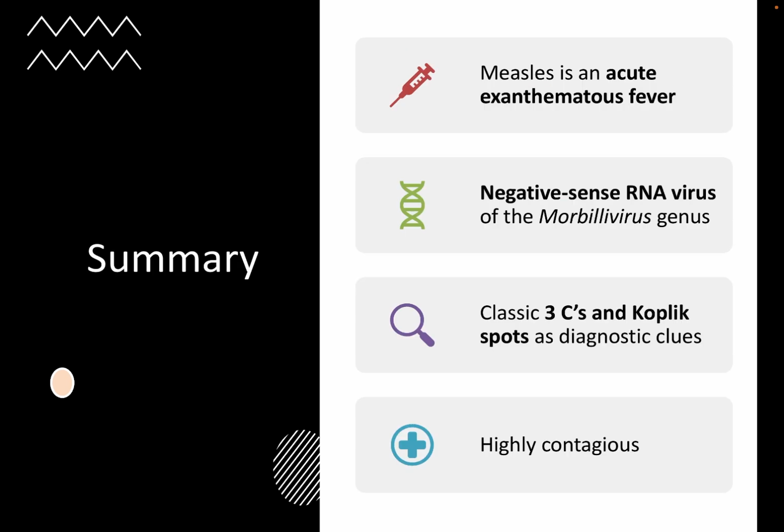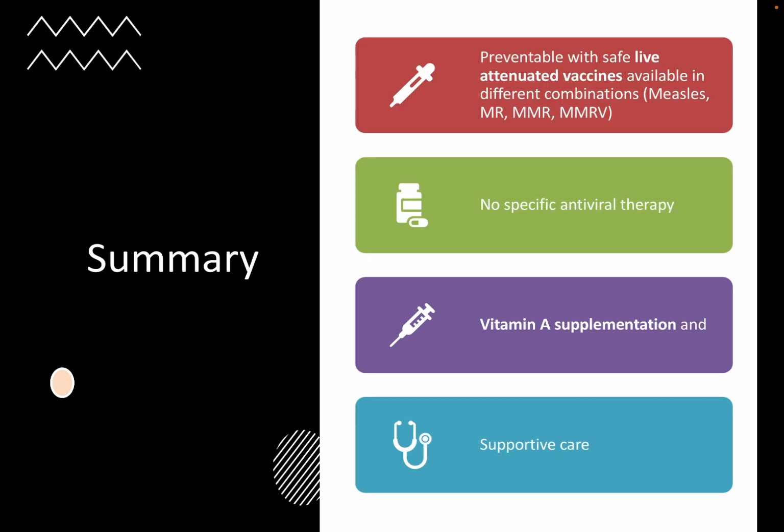So to summarize, measles is an exanthematous fever. It is a negative sense RNA virus, and there are the three C's, that is cough, conjunctivitis and coryza, and it is highly contagious in nature. Prevention includes vaccination, which is a live attenuated vaccine. There is no specific antiviral therapy, and vitamin A supplementation and supportive care are for treatment purposes.